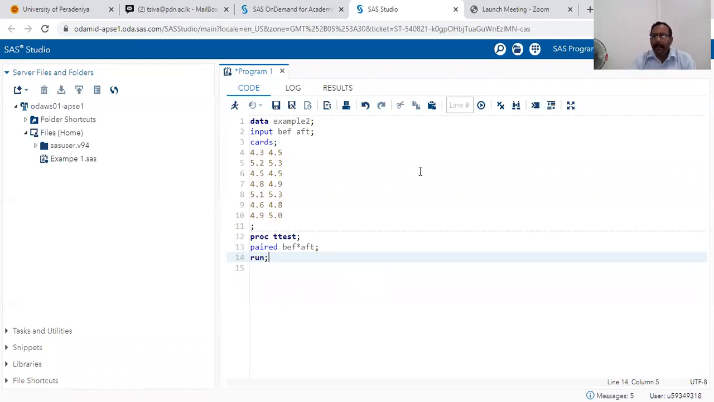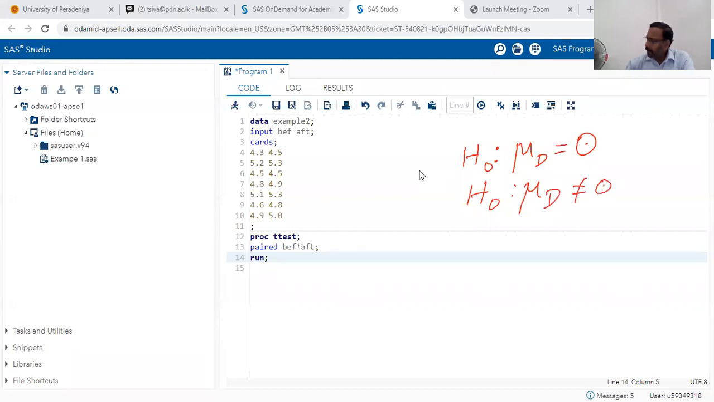Before that, what is my null and alternative hypothesis? We can test in two ways. Let's say my null hypothesis mu d equals 0. The difference is equal to 0. Alternative, mu d not equal to 0. Actually, what we want to test, anyone? Do you accept this? Or what do you think about the second alternative hypothesis?